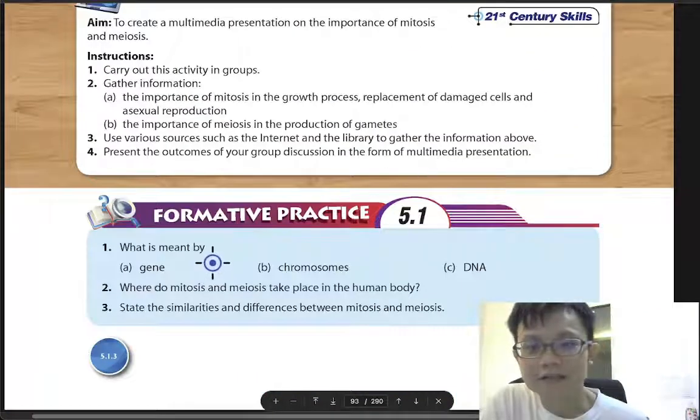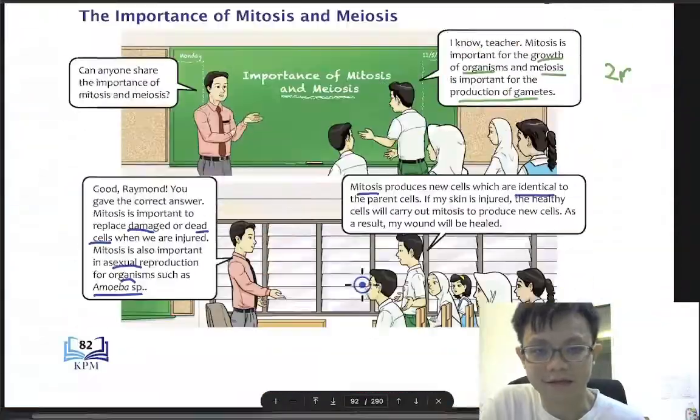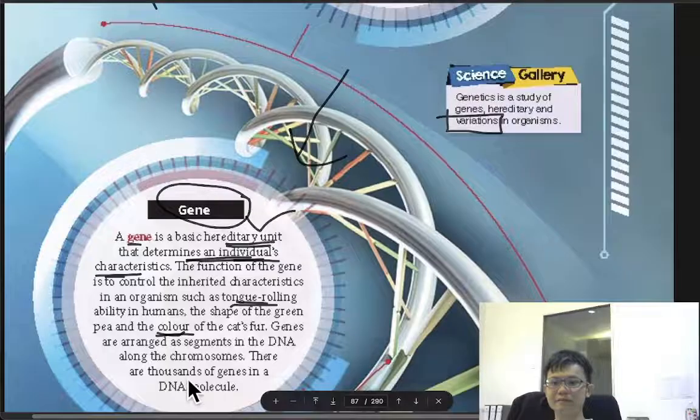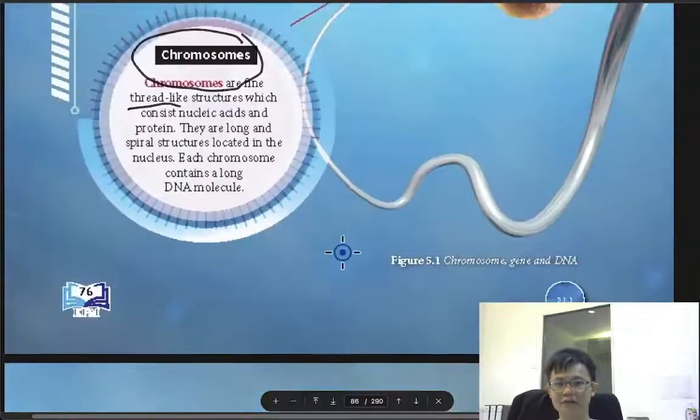Okay, what is meant by gene, chromosome and DNA? What is meant by gene, chromosome and DNA? A gene is a basic hereditary unit that determines an individual's characteristics. Okay, so this will be the answer around here. You can copy this one. This is what a gene is. What is a chromosome?